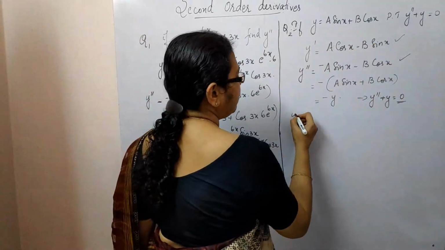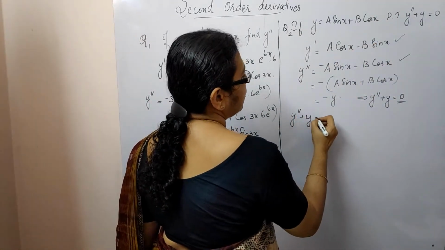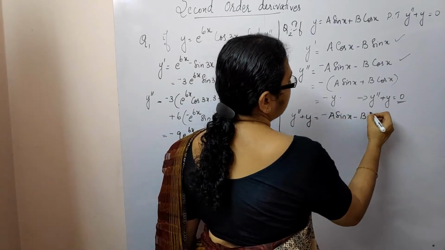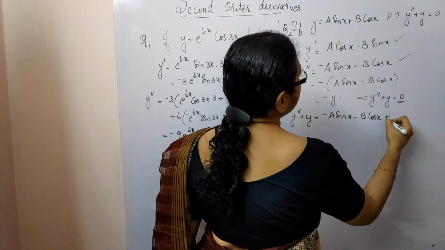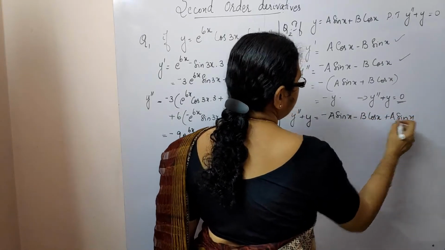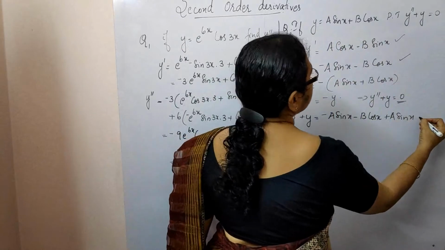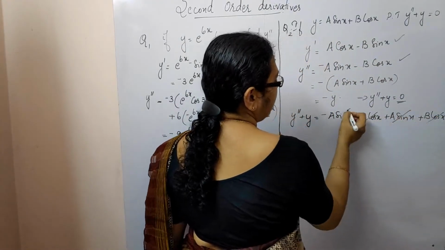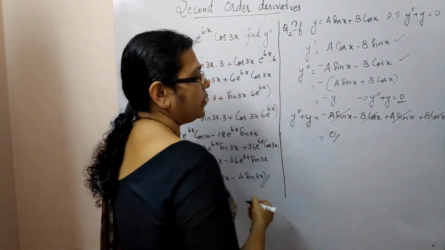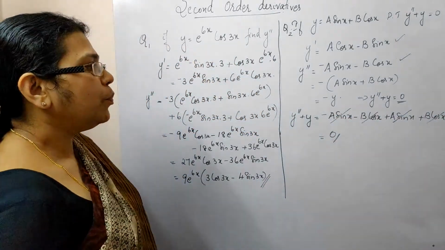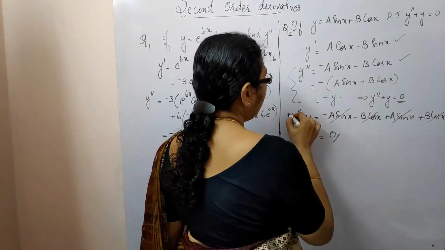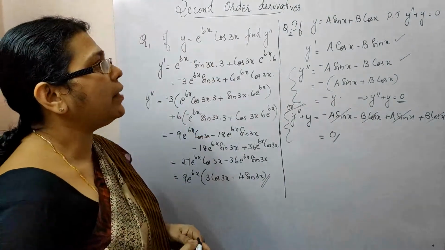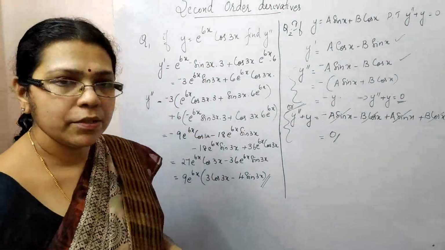Otherwise, I can just simply say y2 dash plus y is equal to minus a sin x minus b cos x, then plus a sin x plus b cos x, because y is a sin x plus b cos x. Now b cos x minus b cos x, and a sin x minus a sin x, so it gives you 0. So both the ways, either this way or this, this is an or here. Okay, both the ways you can prove that the required statement is true.